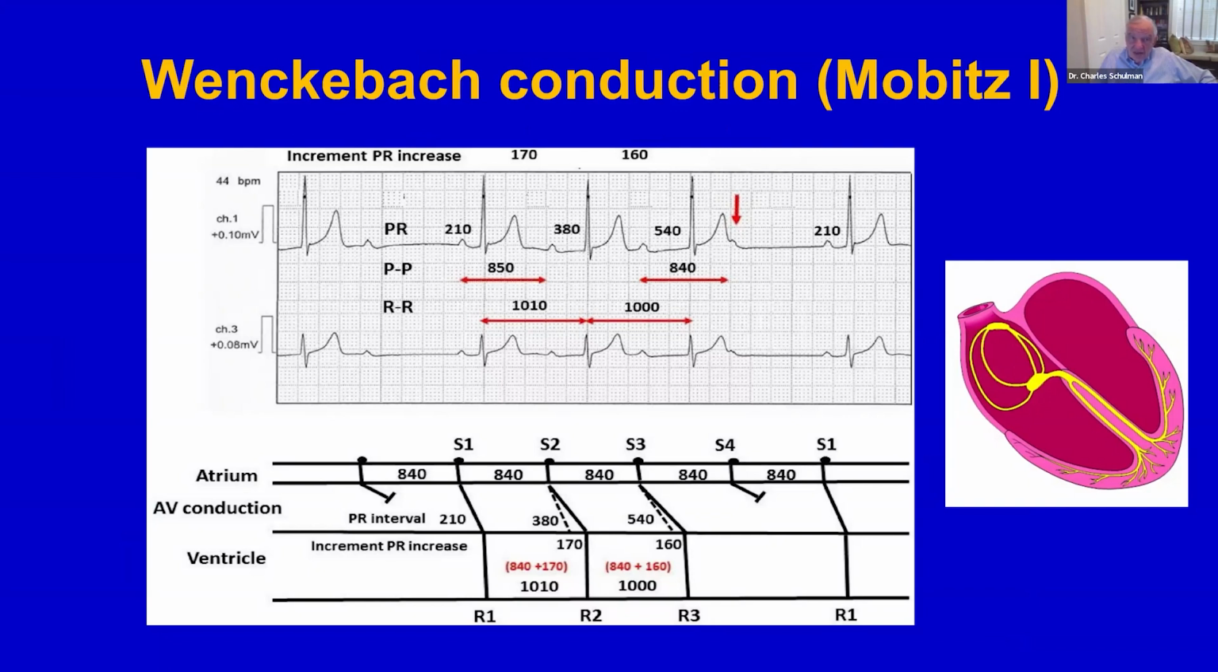Mobitz came along a few years after Wenckebach, and noted that what we now call Mobitz 2 had a different origin than what we now call Mobitz 1 or Wenckebach. So here's a typical Wenckebach cycle. PR is 210, 380, 540, drop beat. One of the characteristics of Wenckebach conduction is that after the pause, the PR interval shortens compared to before the pause.